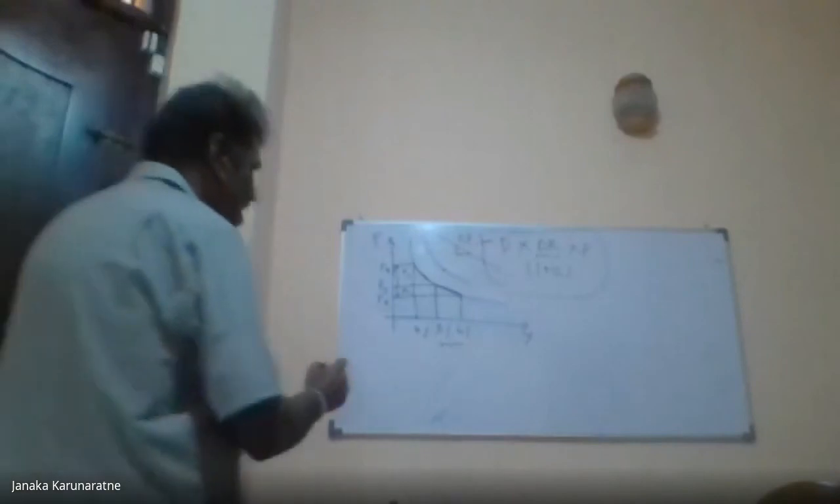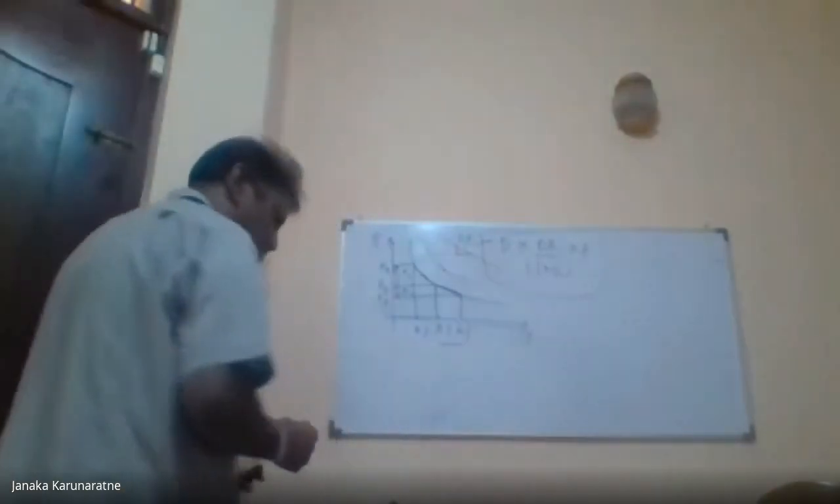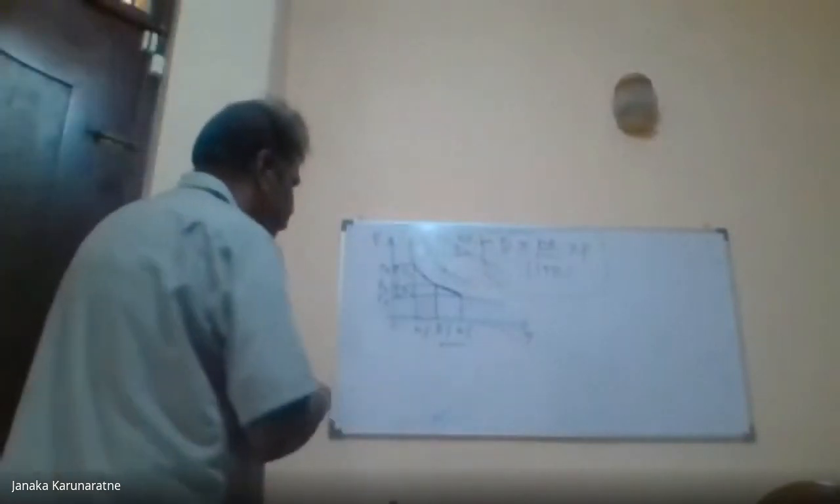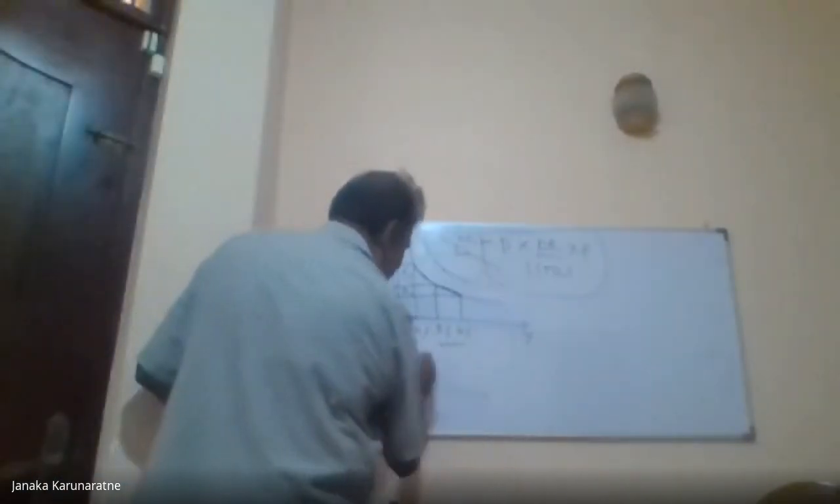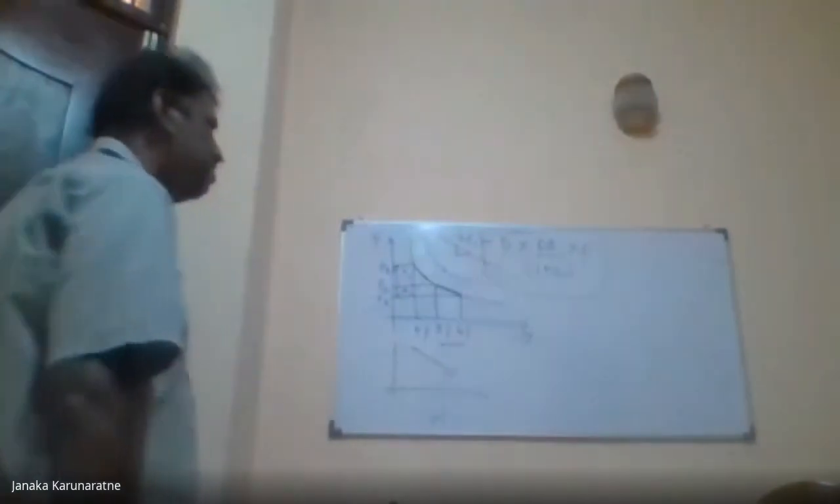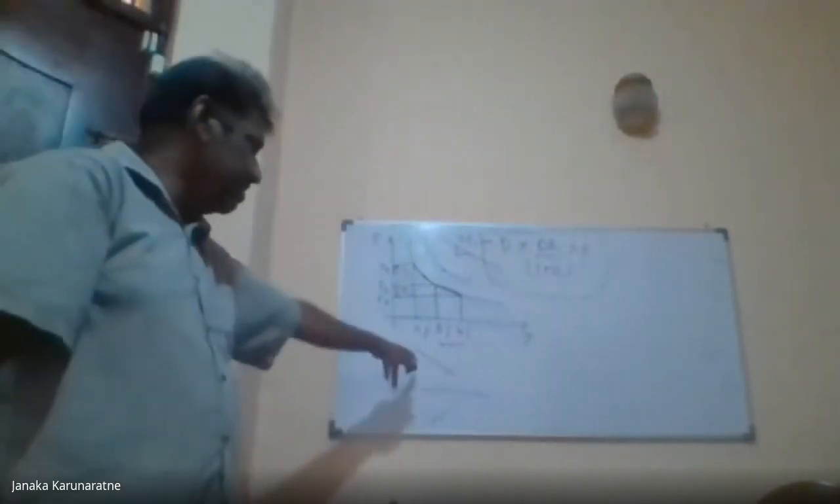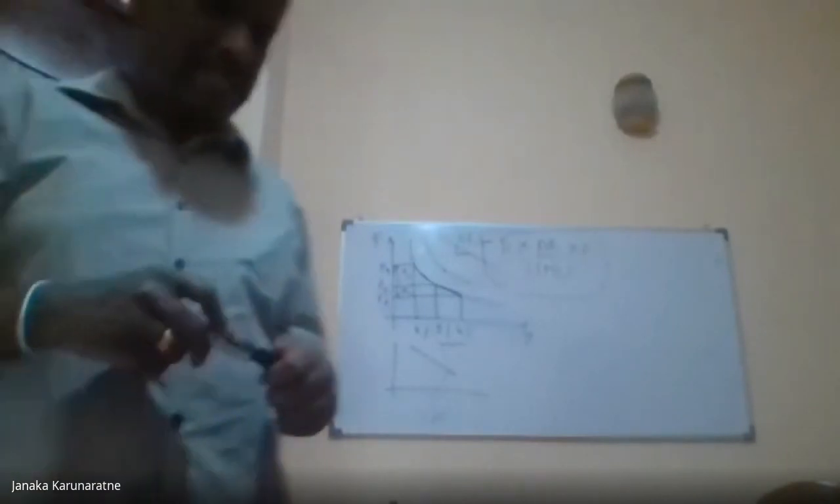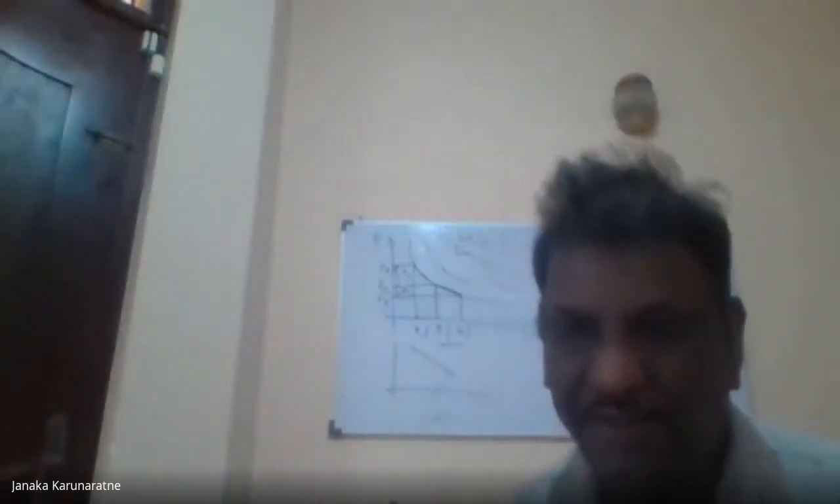But for larger changes, we can't use it because of the convexity. This is not a straight line. Now, if the formula is like this, okay, but sorry, the curve is like this. Clear or not clear? Please tell. So that is the reason.